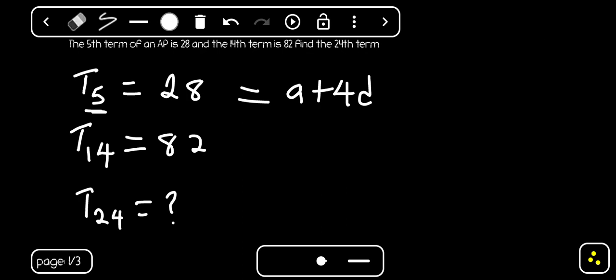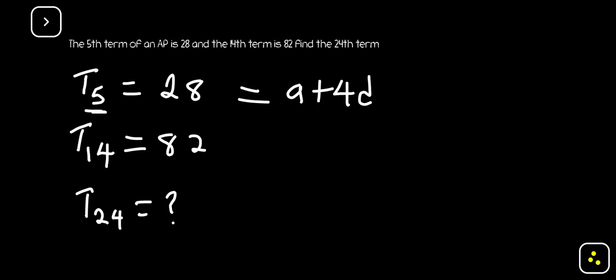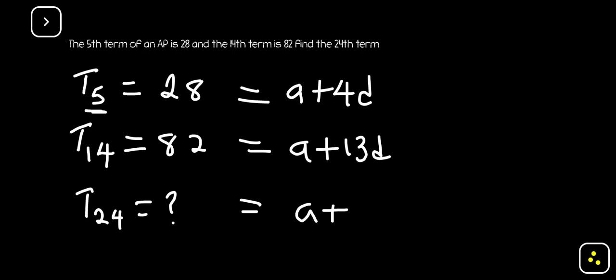The same thing for the 14th term, which is 82, it will be A plus 13D. The 24th term, which is not given, is A plus 23D. So you notice that for us to find the 24th term, we need the first term and the common difference. But how can we do that?